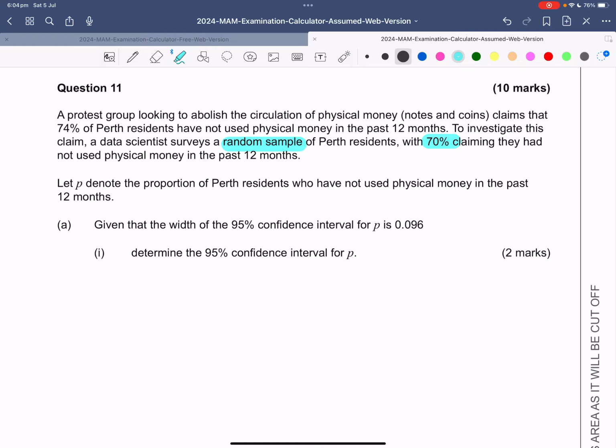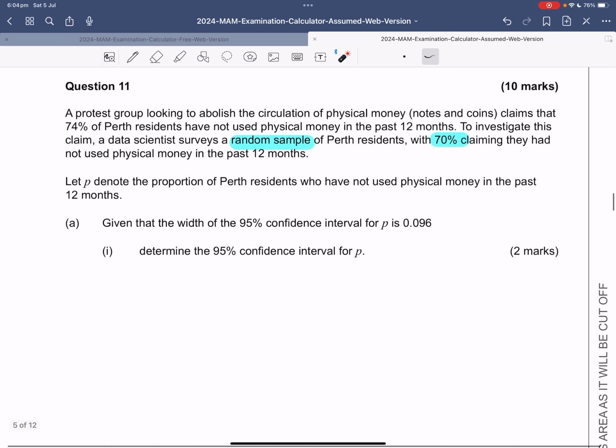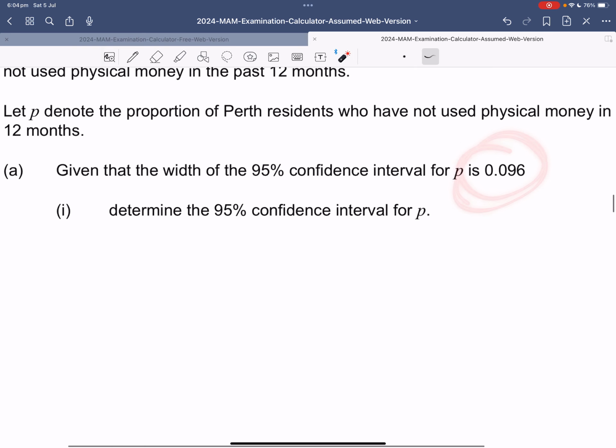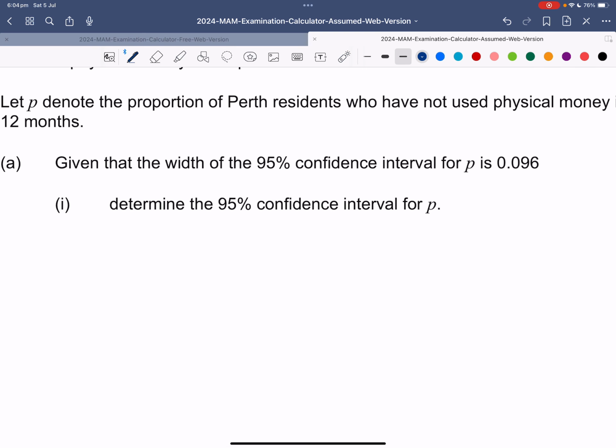Sure, so if he does a random sample, the 70% is a sample proportion. Let P denote the proportion of Perth residents who have not used physical money in the past 12 months. Given that the width of the 95% confidence interval is this, determine the 95% confidence interval for P. Okay, well, pretty easy. Think about it. They've specifically told us that the width is this. Alrighty, the width of the confidence interval is 0.096.